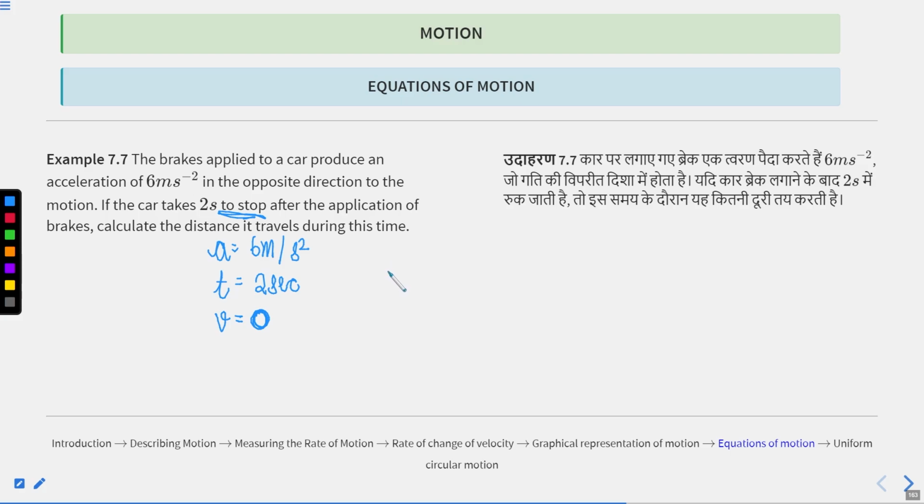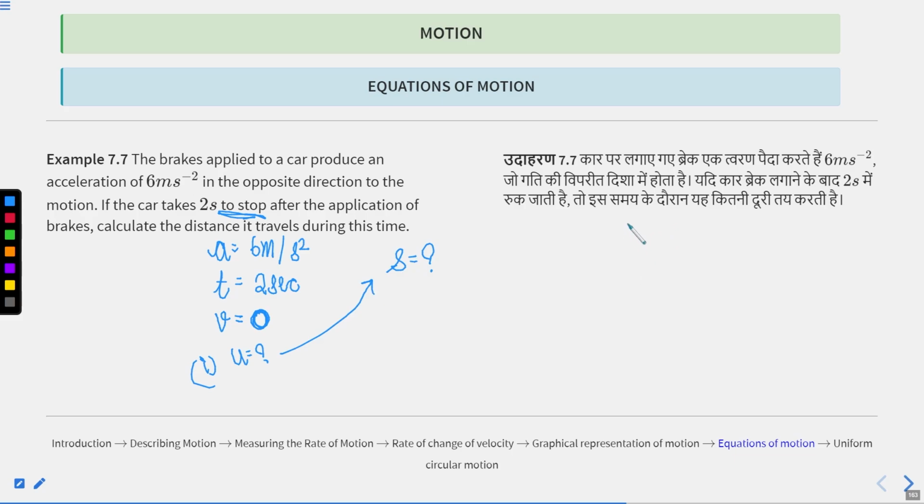We have to calculate the distance the car traveled during this time. How are you going to calculate it? To calculate distance, we first need one more thing, which is the initial velocity u. So first we have to calculate the initial velocity, then we are going to calculate the distance.